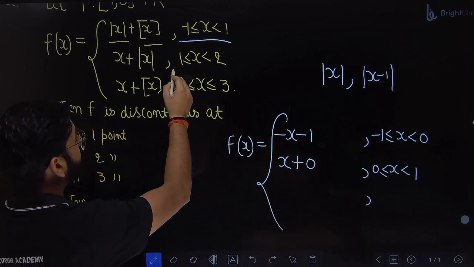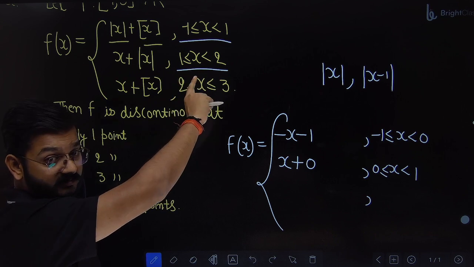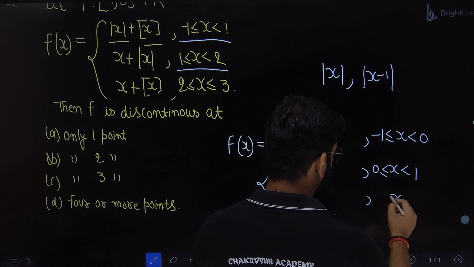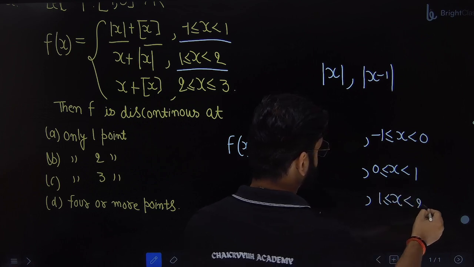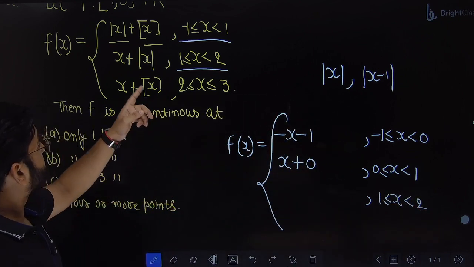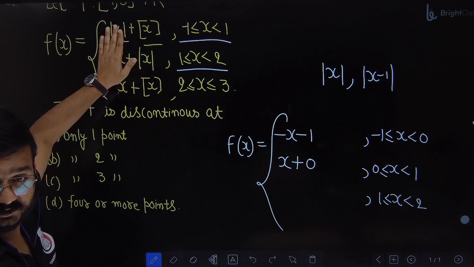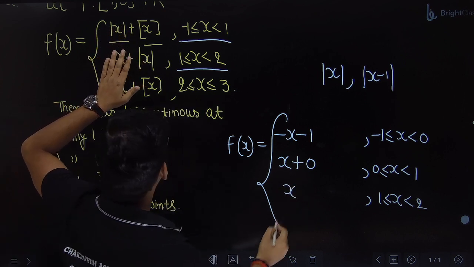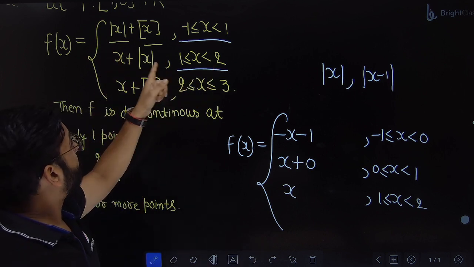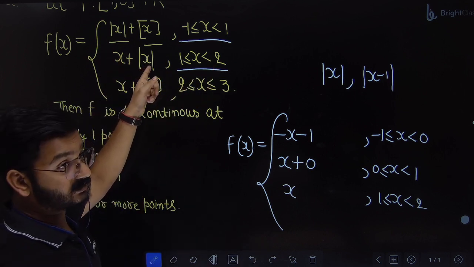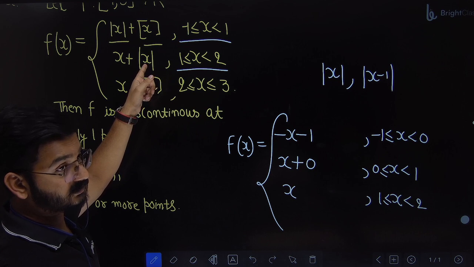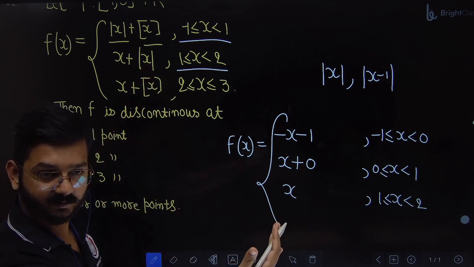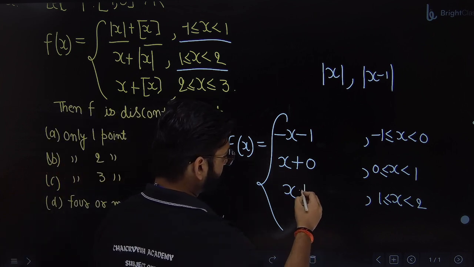Now, 1 to 2. Do you see any other integer between them? No. So no need to break the limit. So greater than equal to 1, less than 2. So x will be as it is because it is already free from mod. X will be as it is. Between 1 to 2, mod, this will be plus or minus? Plus, because critical point is 0. You're on the right side of critical point. So mod will open with plus. So which is 2x.